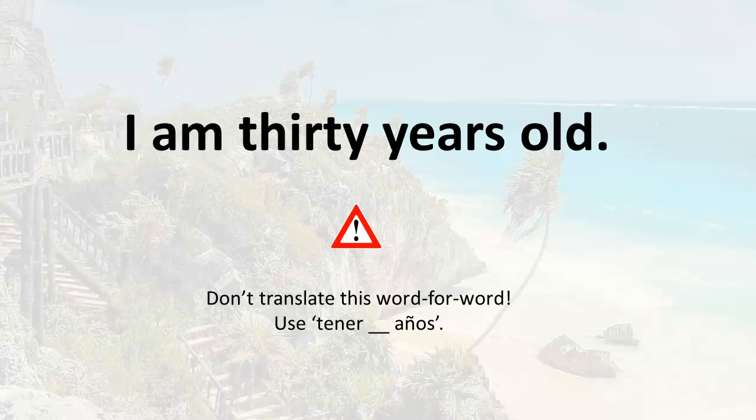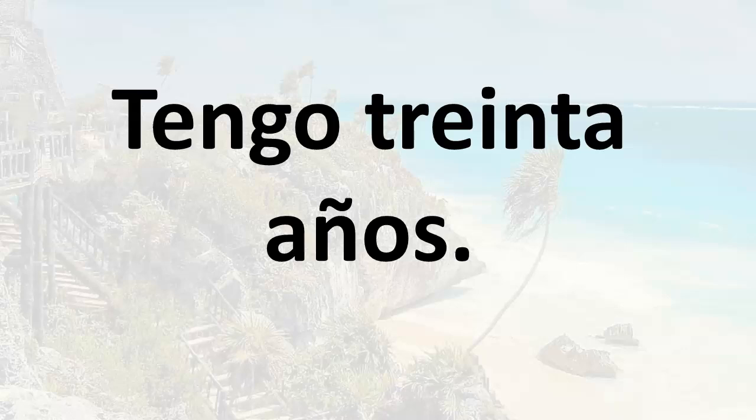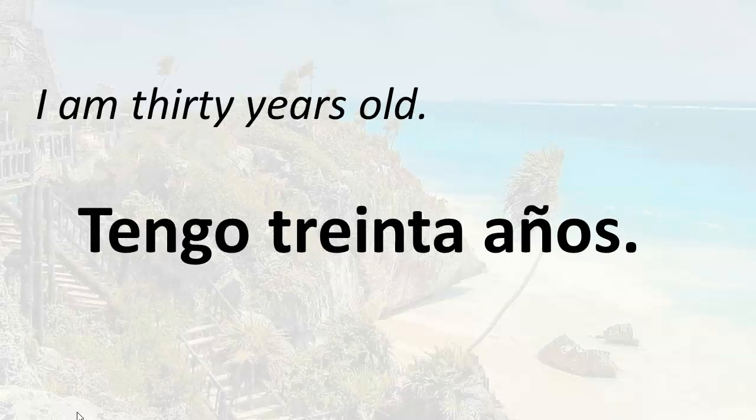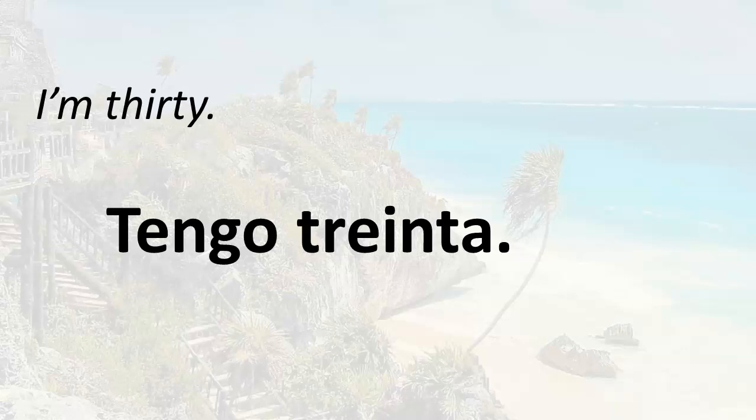So I am 30 years old. Conjugate tener in the yo form, which is tengo. 30 is 30, and then años. So the expression is tengo 30 años. Literally, I have 30 years, but when you translate this back to English, it means I'm 30 years old. Tengo 30 años. It is possible to shorten this in Spanish as we do in English. I'm 30. Many Spanish speakers may simply say tengo 30 and omit the word años because it's understood.